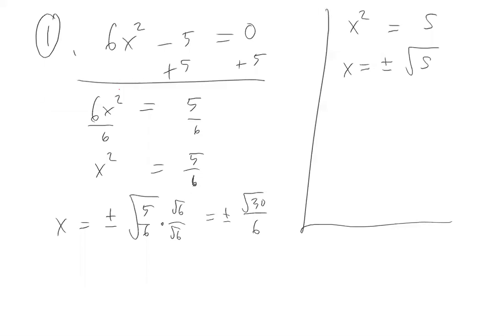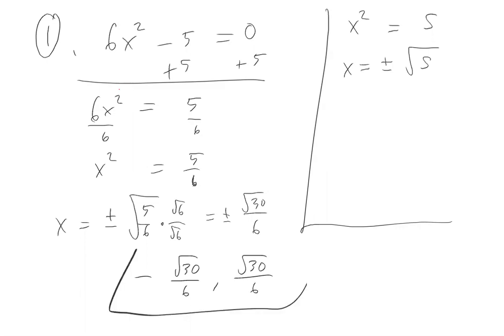Then the way you have to write your answers into the computer is, since there are 2 of them, you have to write them separately. So first you have negative square root of 30 over 6, then you put a comma, and I think it helps if you type a space after the comma, but you don't have to. And then type square root of 30 over 6. And so those 2 answers are your answers to problem number 1 on this review. And your test question will be similar to that.